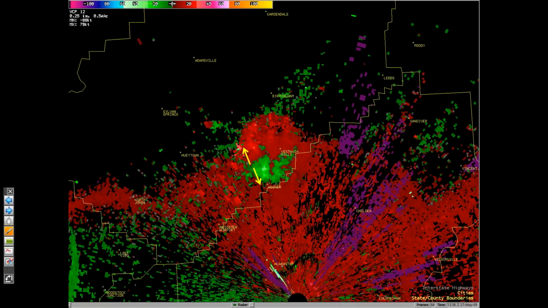In just a few minutes from then, you will see this divergent signature down at the surface, and by the time you see this, it's too late. Again, this is a very close storm. You have a very good look at it.